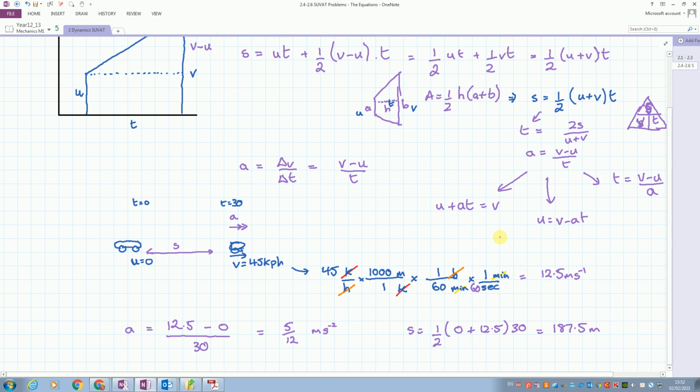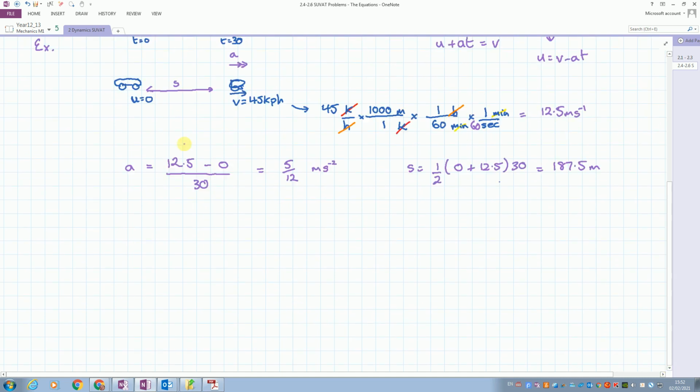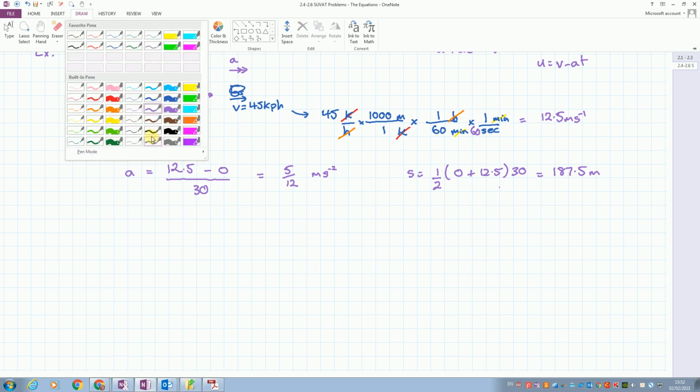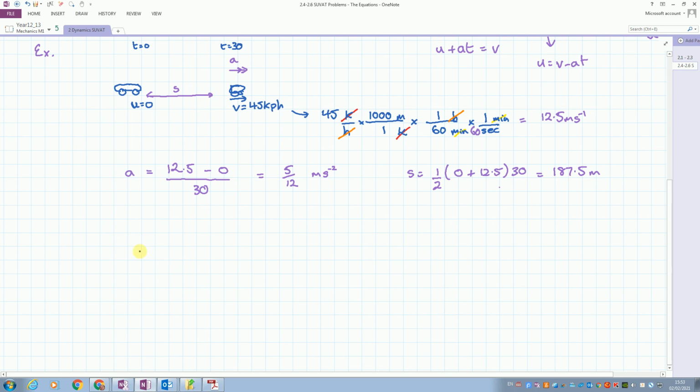We're going to use the other forms to find some other equations. So there are some other equations that we can find. The other equations we can find come from using these to substitute into each other. So we'll take our first one, which is based upon my black notes. If we start with S equals 1/2 (u plus v) times t, and we've got v equals u plus at.